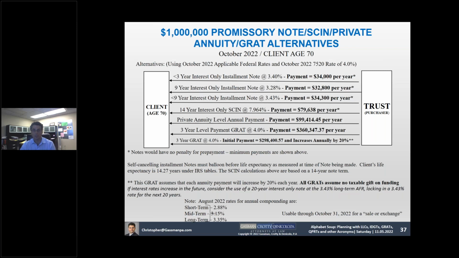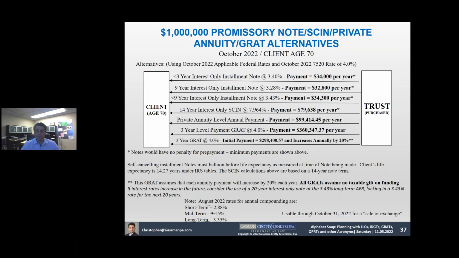Another condition is that the term of the note cannot be longer than the life expectancy of the seller. You can't say, yeah, I'm 70 years old and I'm going to do a 45-year note, because the IRS is going to look at that and say, no, this is not bona fide because the client has a virtually 100% chance of dying before the 45-year term would expire.